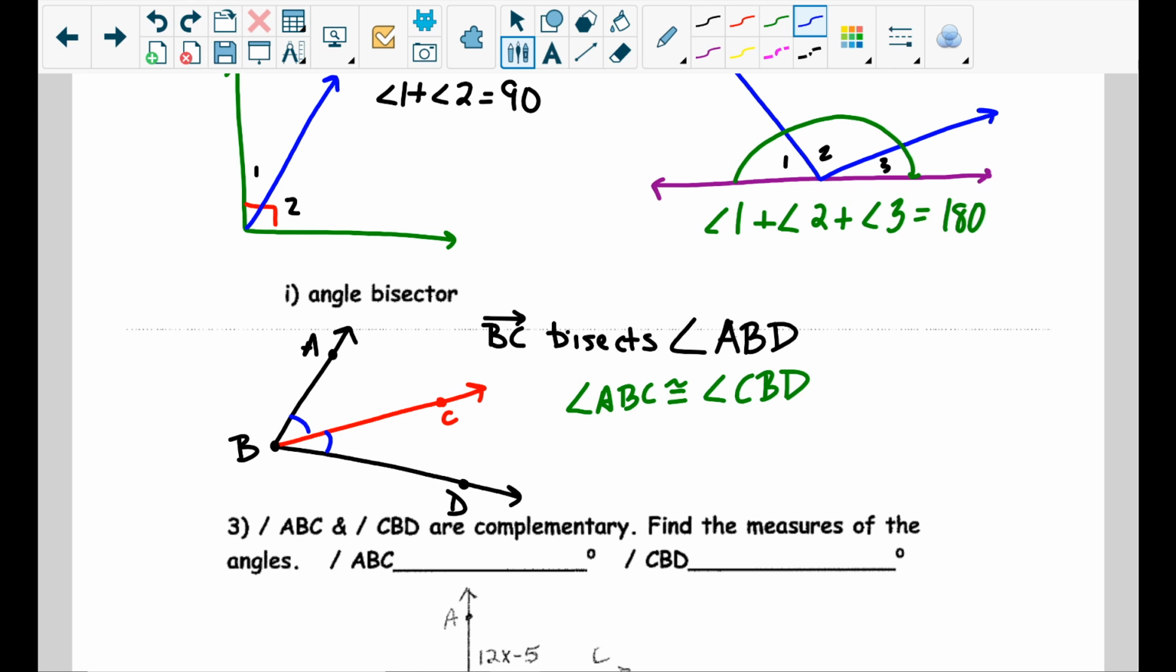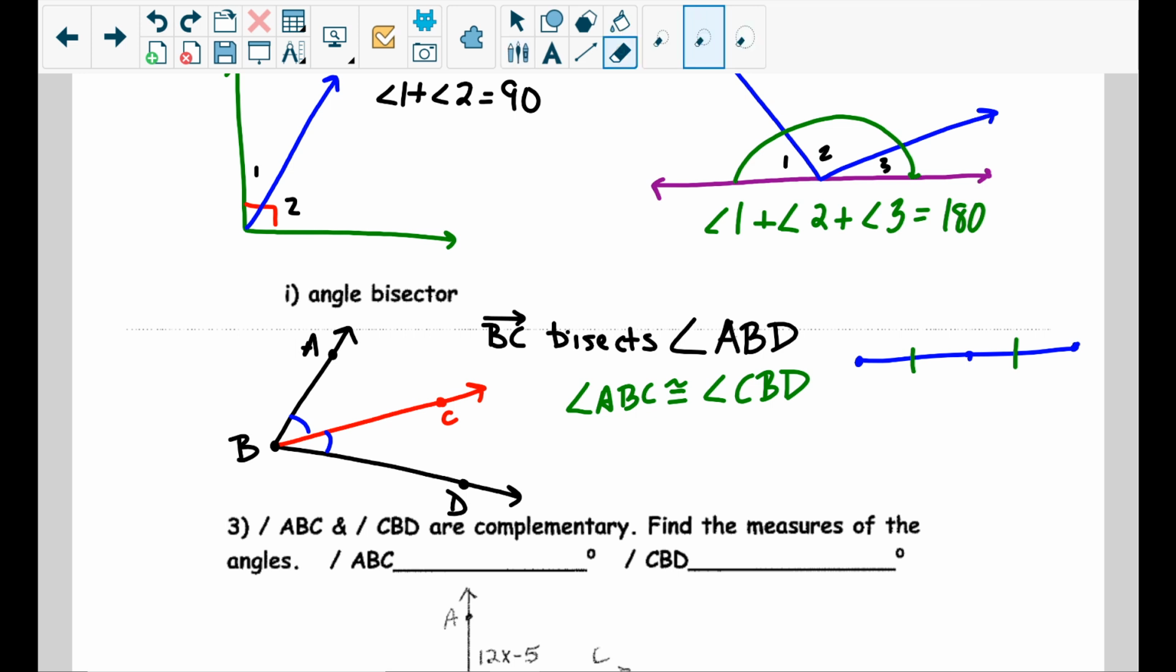Just like the little tick marks when we had lines. Remember how we had the bisect, where we had the line, and then it had little tick marks here and here? These little tick marks told us that each segment was equal when this was bisected. Same thing here. Instead of little tick marks, they're just little arcs. Questions on those terms?